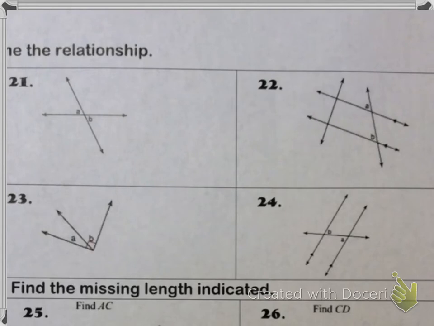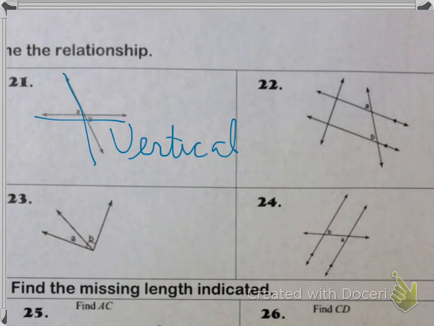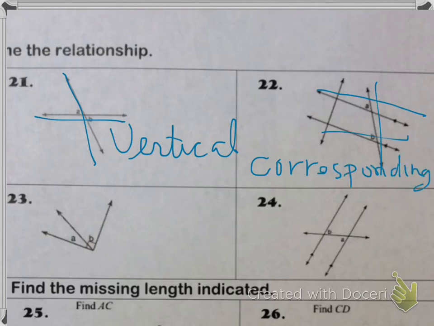All right, 21 through 24 are just telling what kind of angle relationships they are. So when you have two angles that cross each other, and we're looking at the angles right across from each other, those are vertical angles. So vertical angles for those. On number 22, we have parallel lines cut by a transversal. Those angles are both in the upper left-hand corner of the crosses. When we're in the same position, that's called corresponding. So those are corresponding angles.